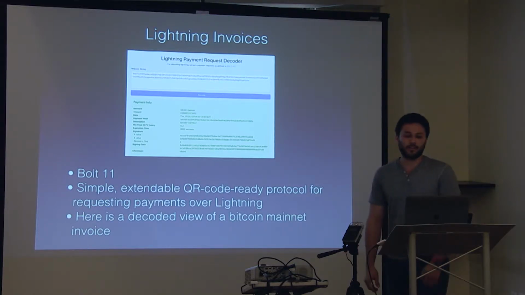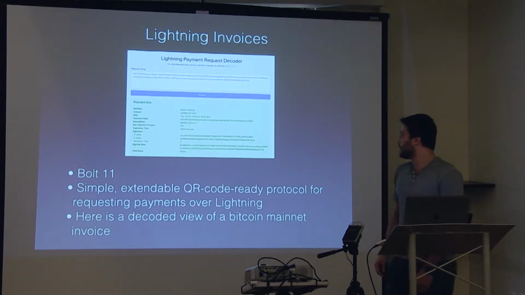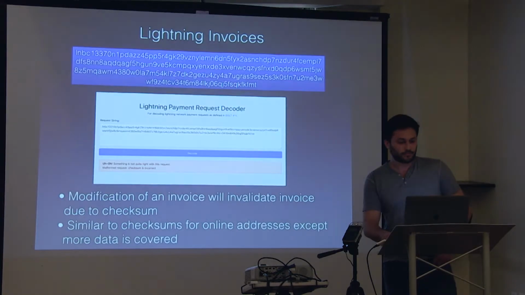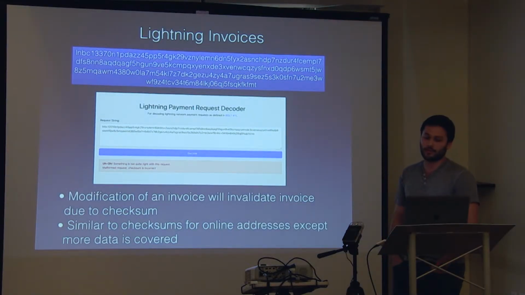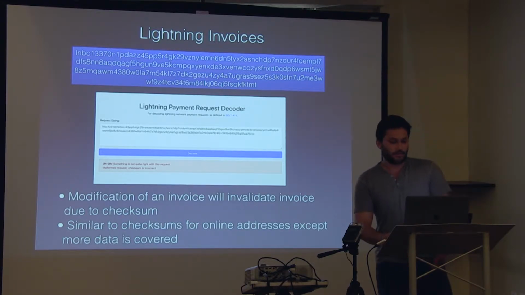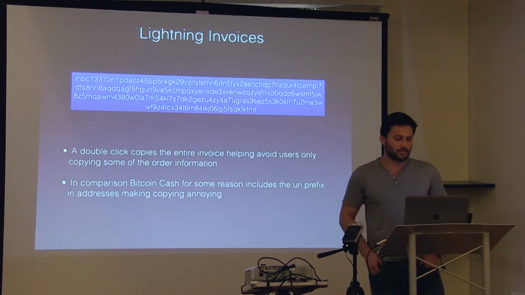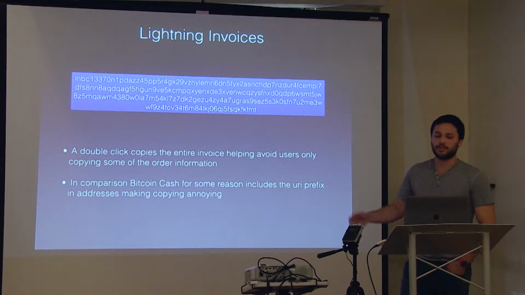over Lightning. So here's an example of a decoded view of an invoice. There are many properties, and there are other tags you can add or extend with. I also like the idea that if you modify a payment invoice, which contains the data and the amount, it invalidates due to the checksum. Sort of similar to modifying Bitcoin addresses or other addresses. I also like that you can copy and paste Lightning invoices in one go. You double click, it copies the whole thing.